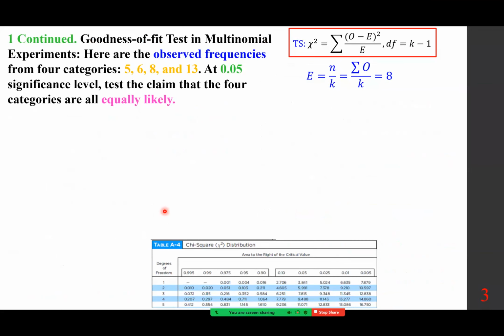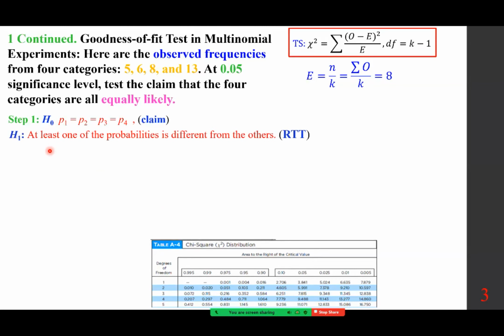So we're going to continue with the question. We are looking at the same question, and we are going to write step 1: H0, P1, P2, P3, P4. They're all the same, and that's the claim. And H1: at least one of the probabilities or proportions is different, which makes it the right-tail test.